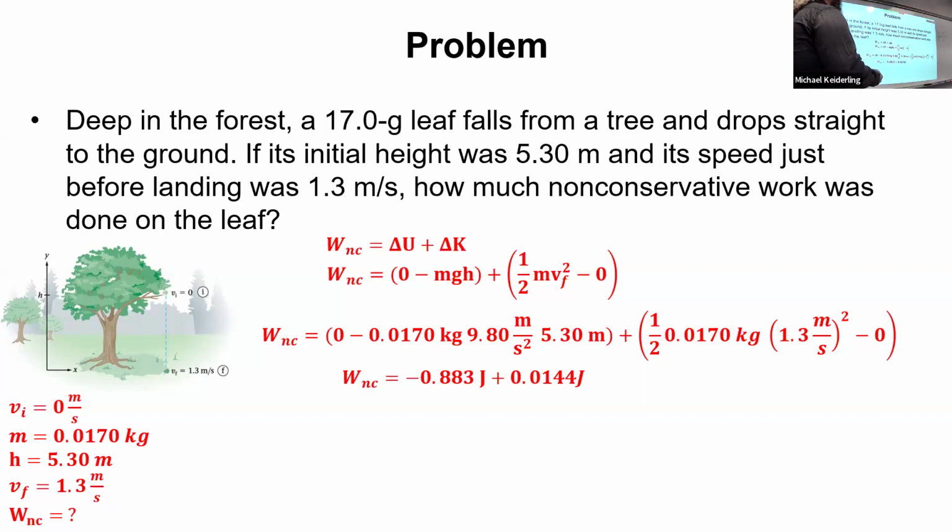That was our starting energy. Plus 0.0144 joules. So the non-conservative work was negative 0.869 joules. So friction, air resistance did a bunch of negative work on the way down. That is what you would expect.